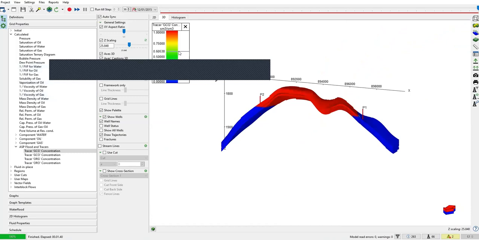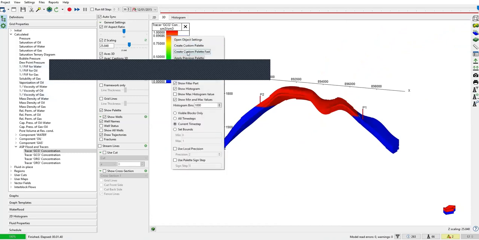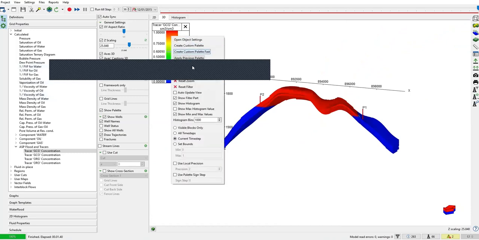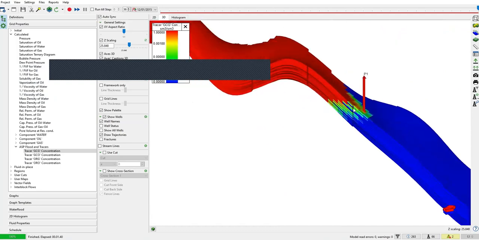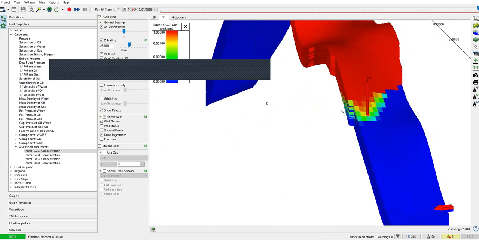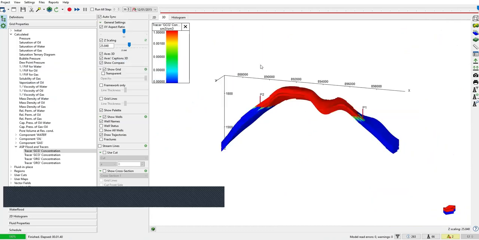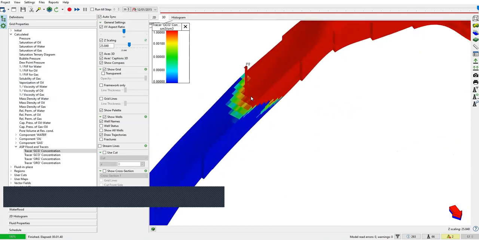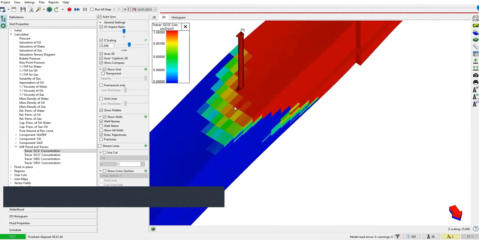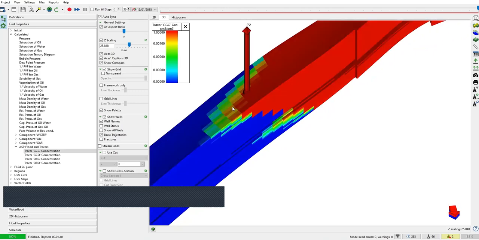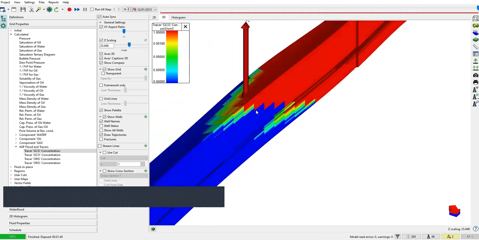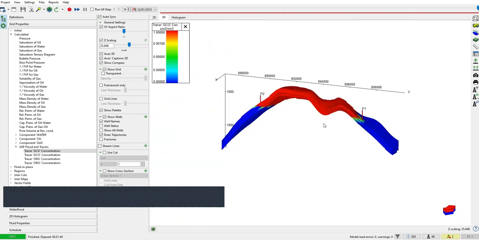And yeah, maybe we can right click and then create custom palette fast, and then custom palette setting, logarithmic, to give us more detail for small value, right? For small value, we want to make it more detailed, we can use logarithmic scale. So it's like this. Okay.